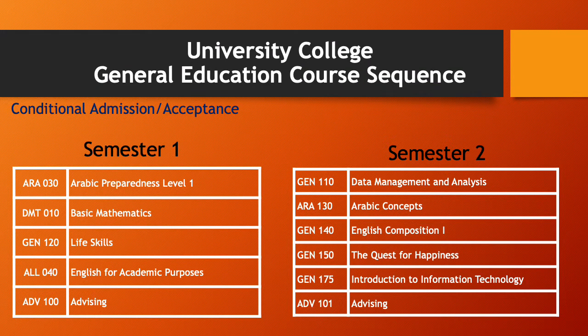If you were conditionally admitted, or if you needed to take developmental courses, you may have started off in some courses that started with the number 0. For example, DMT 010 or ALL 040. When we start in these courses the next term, we will transition to the 100 level course, such as Gen 110 or Gen 140. These items will also appear on your projection.